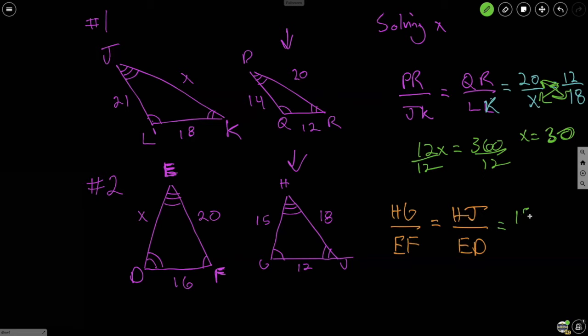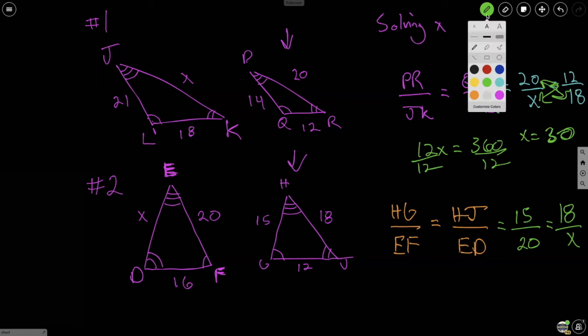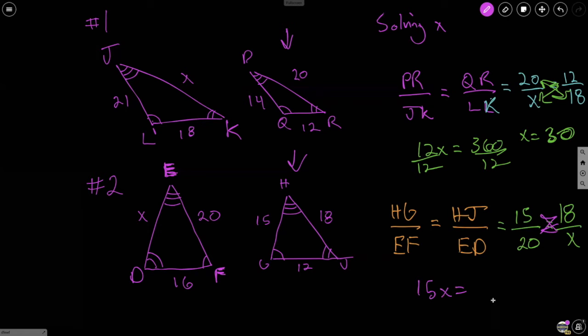So 15, 20, 18, X. And we do the multiplication. 15X, that's 360. X equals 24. All right.